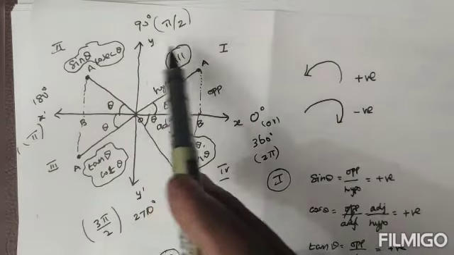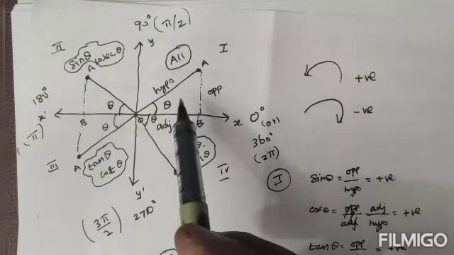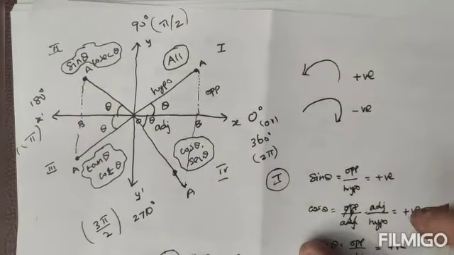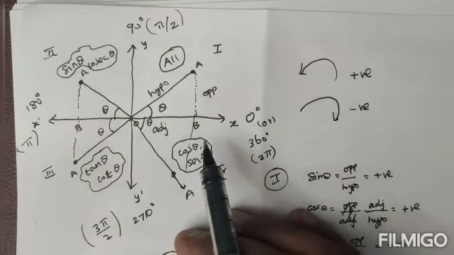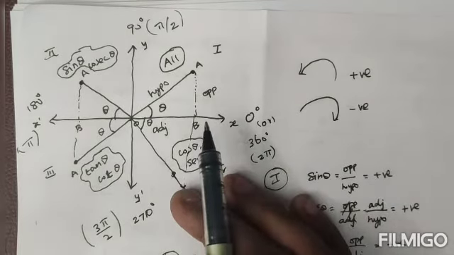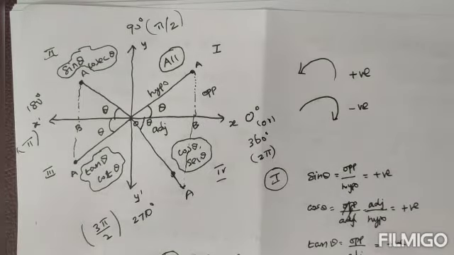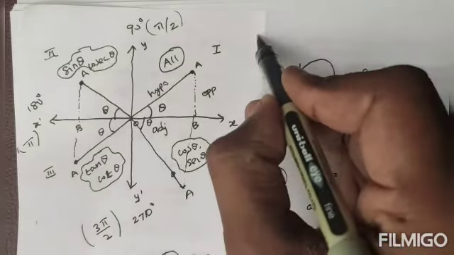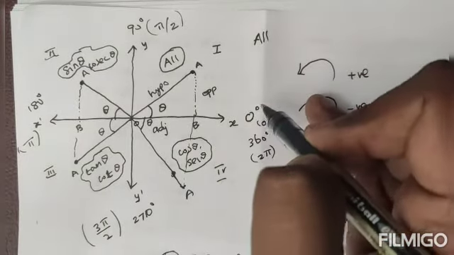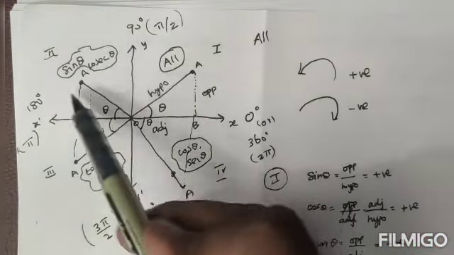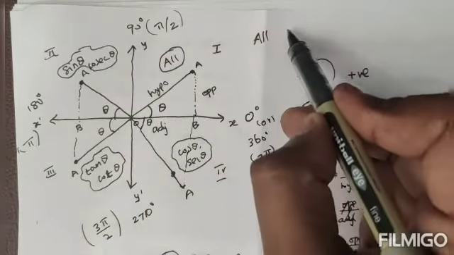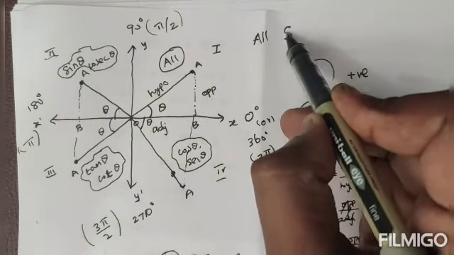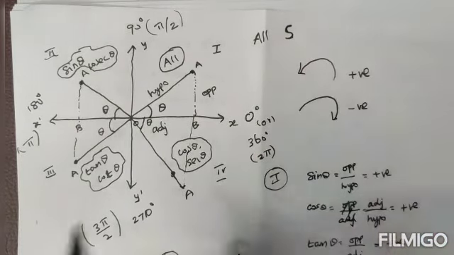So in the first quadrant, all the angles are positive because the x-axis and y-axis both are positive. Then in the second quadrant, only sine and cosecant are positive. So for that I can write the first letter, sine and cosecant is positive.